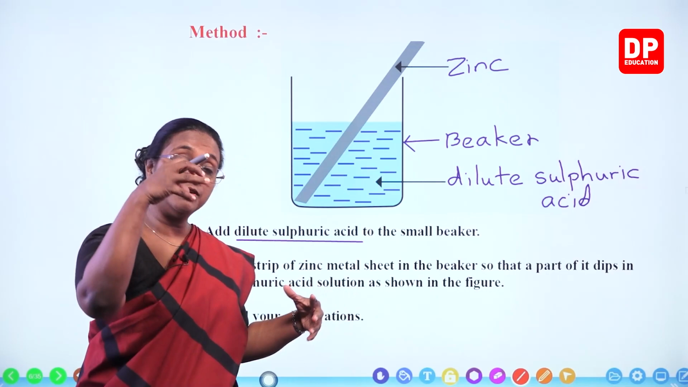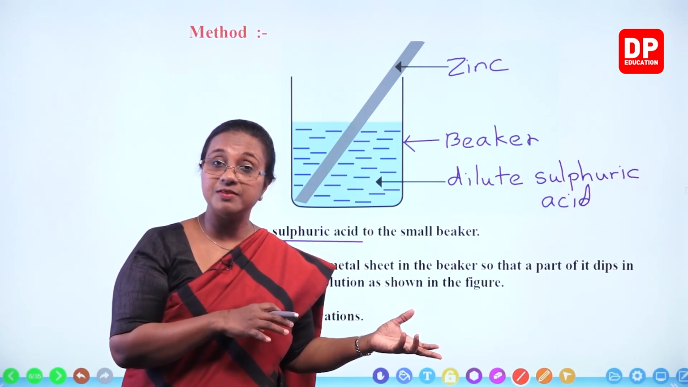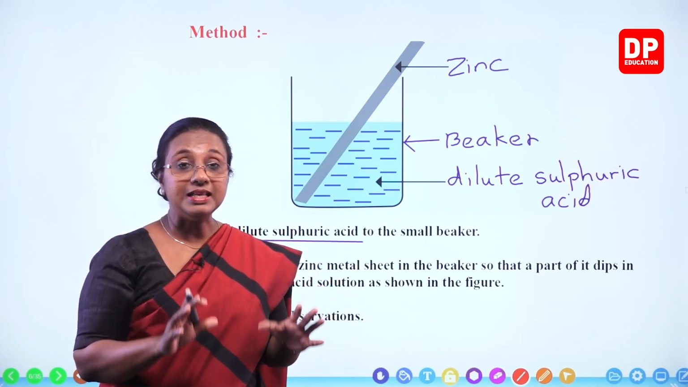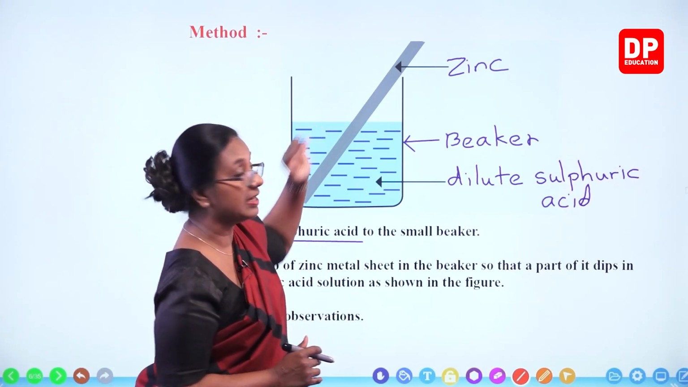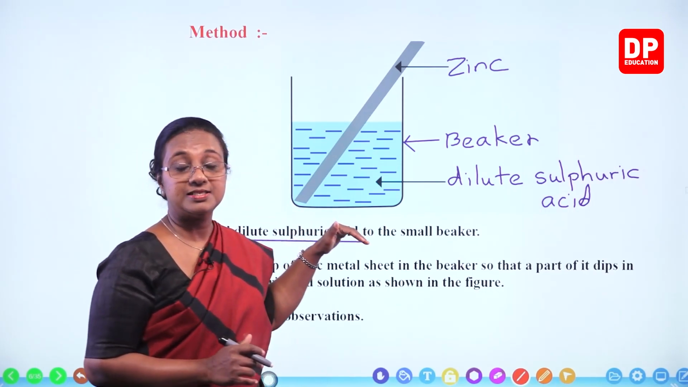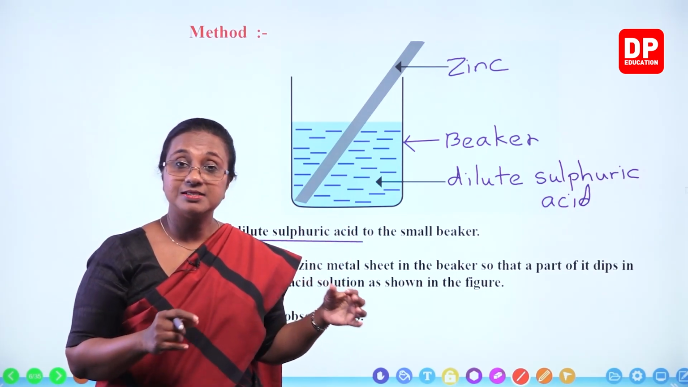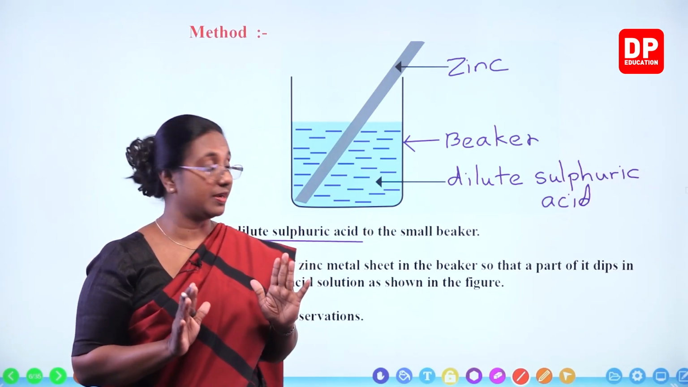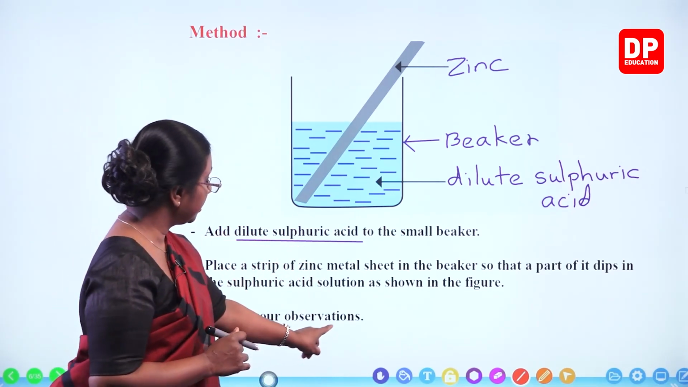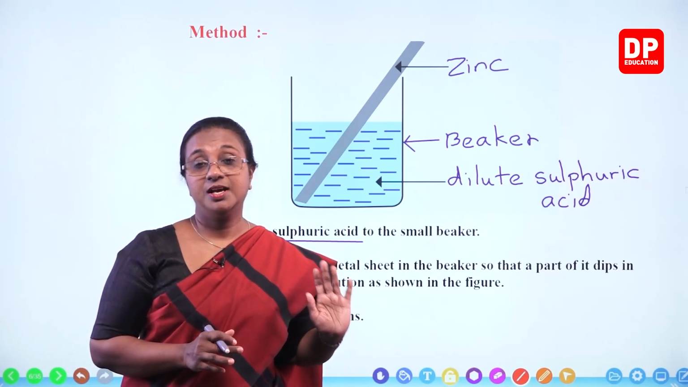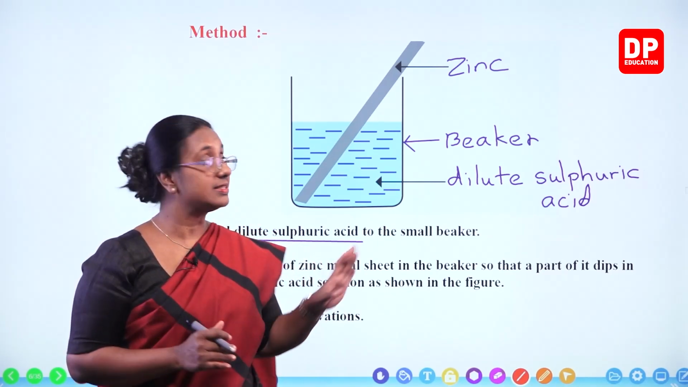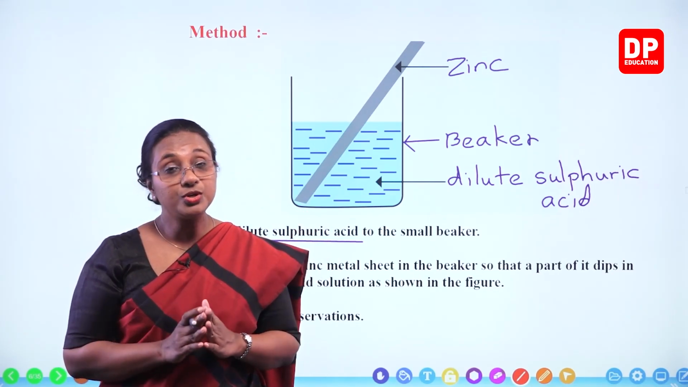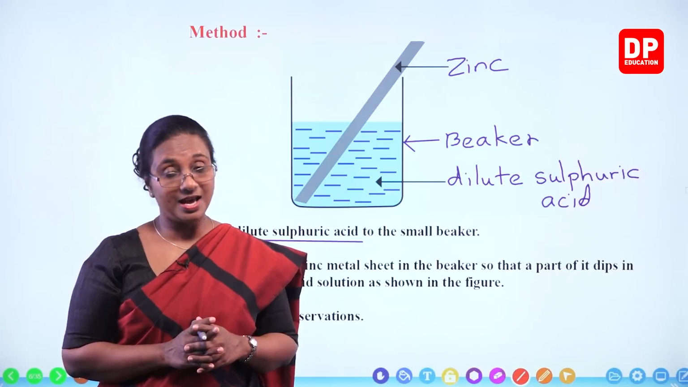Not the full thing. Normally earlier when we observed reactions, we used to put the metal fully into the acid. But here we need to have part of the metal outside, part of it inside. That is why it has to be either a strip or a rod or a plate. You all know the difference, right? Then you need to record the observation. A very simple activity to understand what happens in an electrochemical cell. So let's go to the lab and do this activity now.